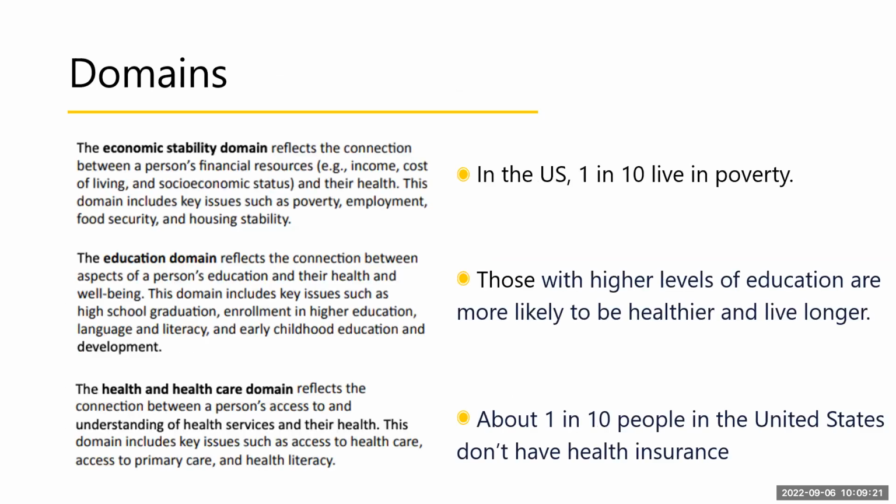All right, so we've got the 5 domains, and let's just look at these in a broad way. I'm not going to read all this to you, of course, but we've got the economic stability domain, and that's your financial resources, how much you make, what's your cost of living. 1 in 10 live in poverty in the US. 1 person in every 10 lives in poverty. So if you just think about that for a minute, poverty, 1 in 10 people.